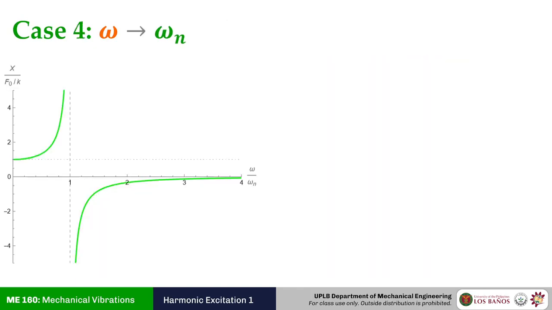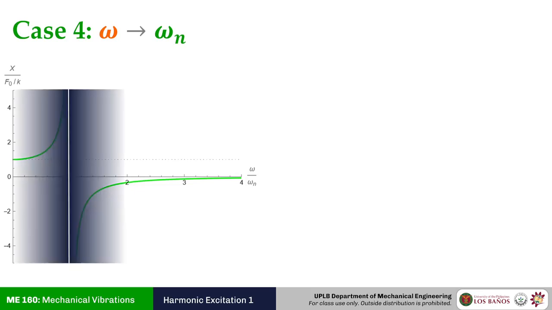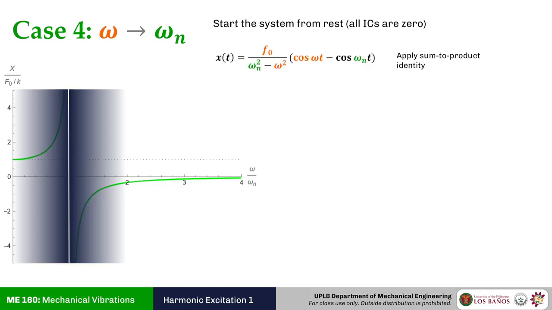Now, you might have noticed something about how I shaded the first two regions. It's in a gradient, sort of. So there's something unique that happens when you approach resonance. In order to examine this phenomenon, we're going to start from rest. All of our ICs will be 0. So if we do that, we just get this form, which we got from example 5.2.